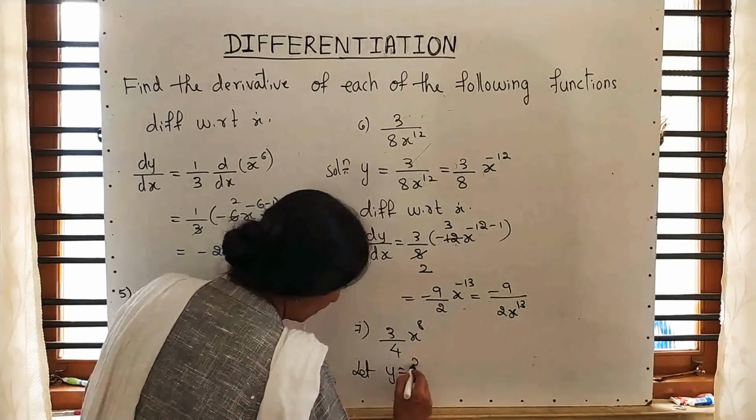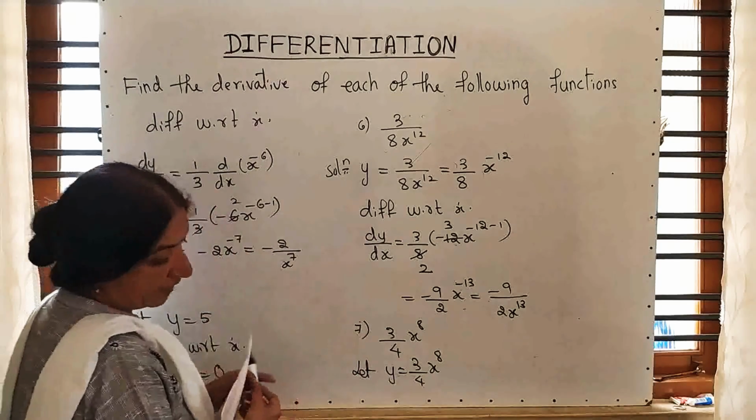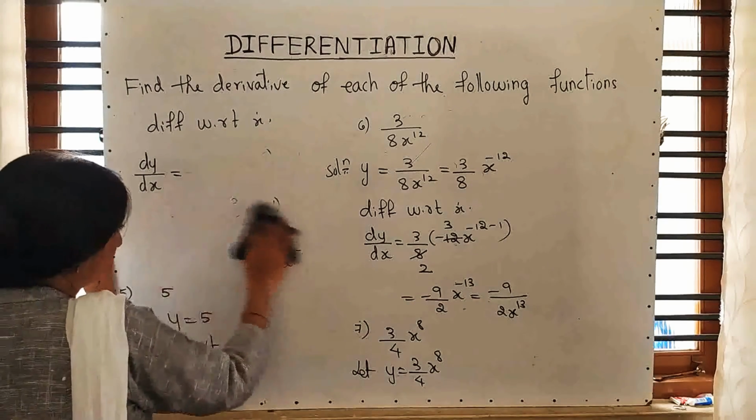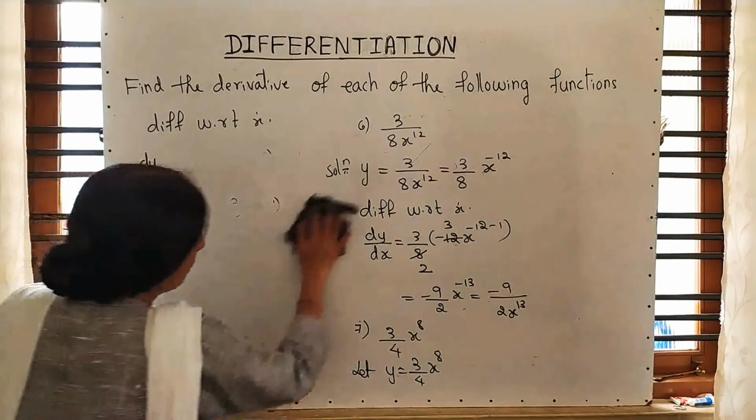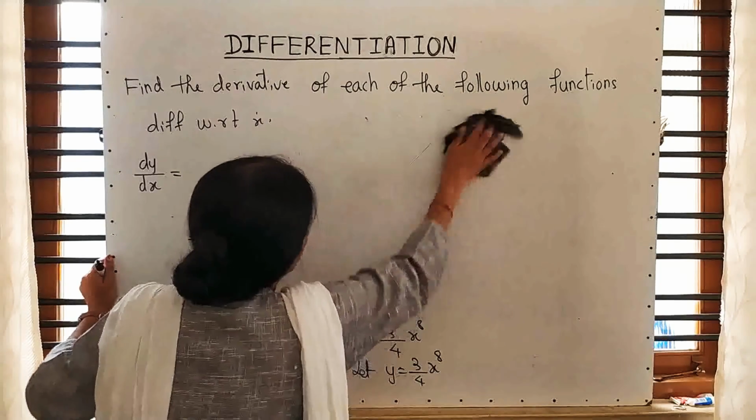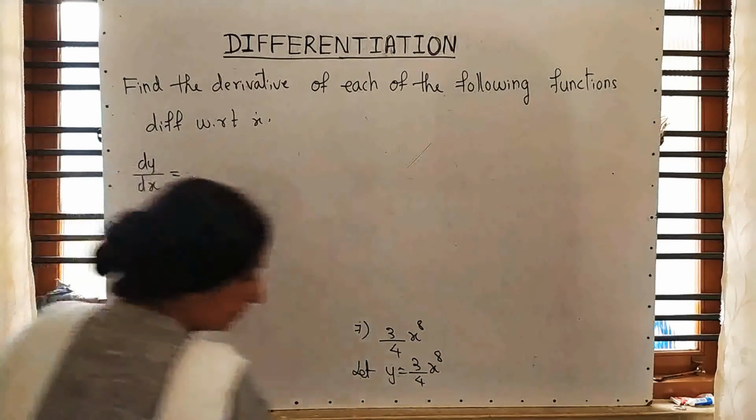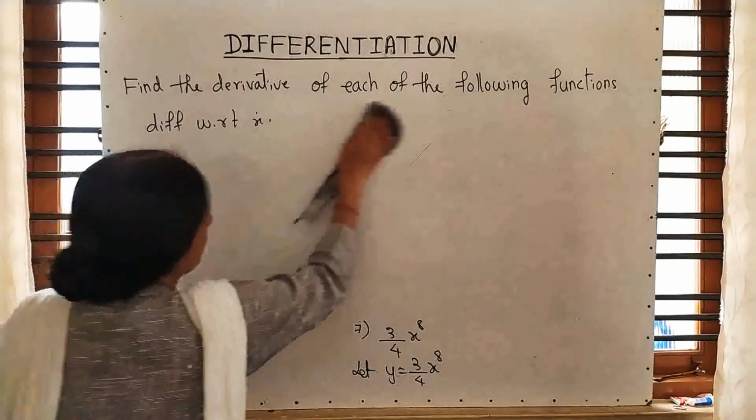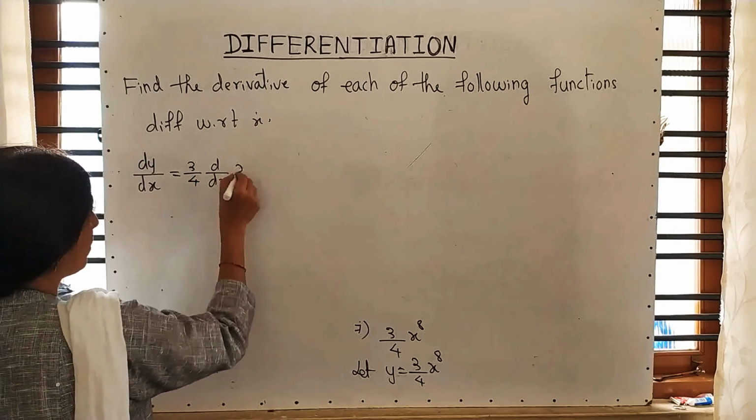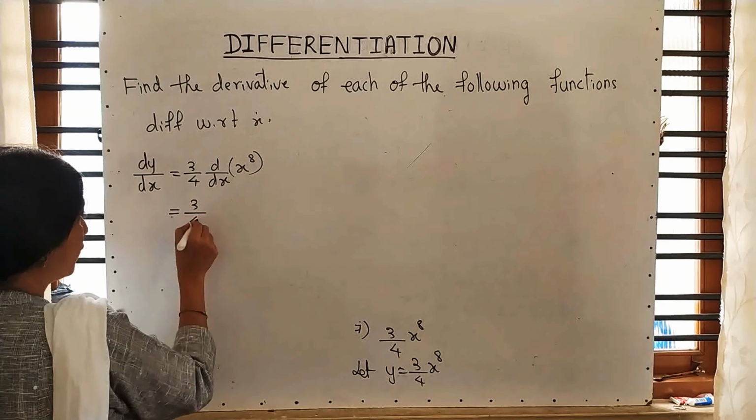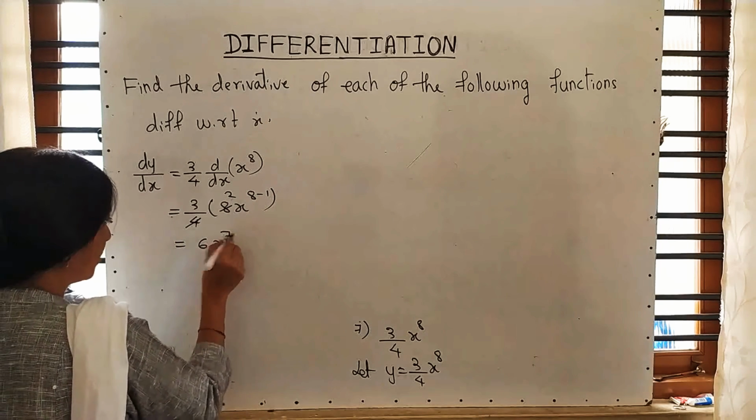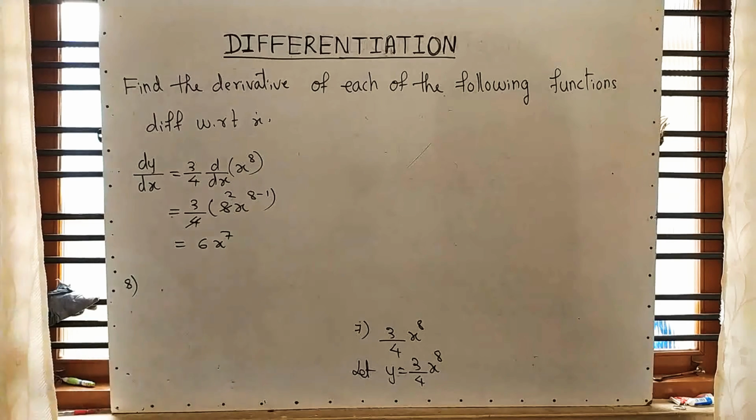See, x is already in the numerator. No need to change it. I know that now the students are happy because they are feeling it is very easy. dy upon dx, 3 by 4 constant, differentiation with respect to x. 3 by 4, 8 into x raised to 8 minus 1. 6 into x to the power. Correct or what? Yes.